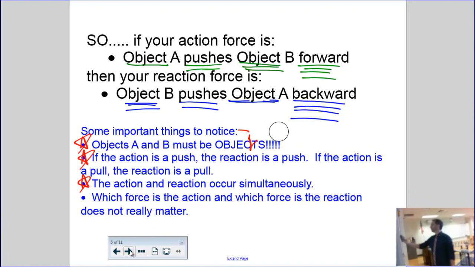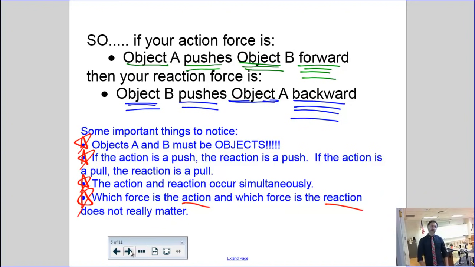And for that reason, the words action and reaction are a little misleading, and so it doesn't really matter which one you call the action and which one you call the reaction. Okay? Now, a lot of times there's going to be sort of an intuitive way of describing it where it feels like Hecker pushing the cabinet should be the action, and the cabinet pushing Hecker should be the reaction, but it honestly doesn't matter at all. Okay? What is more important is that you recognize that the two forces are equal and opposite.